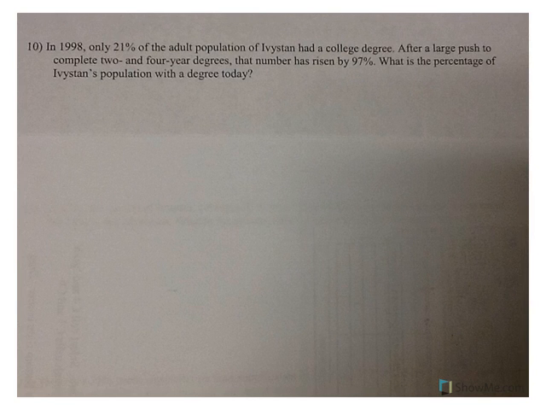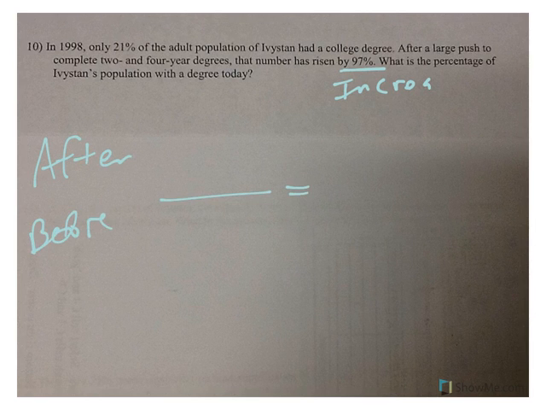In number 10, in 1998, only 21% of the adult population of Ivy Stan has a college degree. After a large push to complete 2- and 4-year degrees, that number has risen by 97%. So this is a 97% increase. Okay, so this is after the push, this is before the push. So when you think about it, after the push, it's risen 97%. So that means if before we were at 100%, when you increase by 97%, we're now at 197.